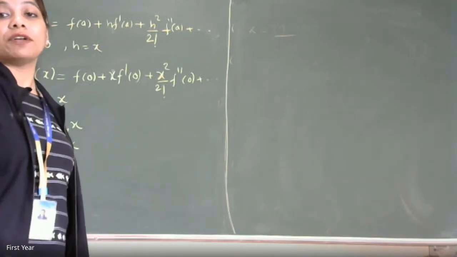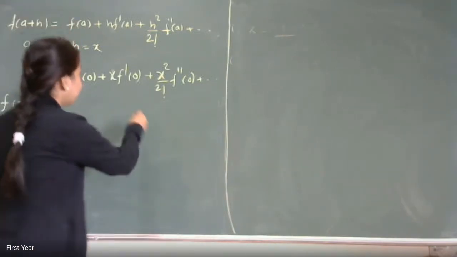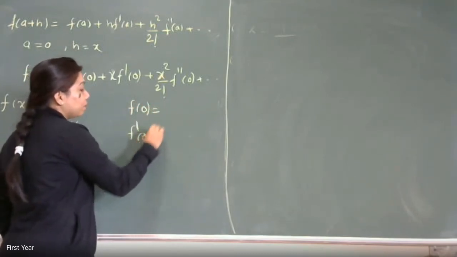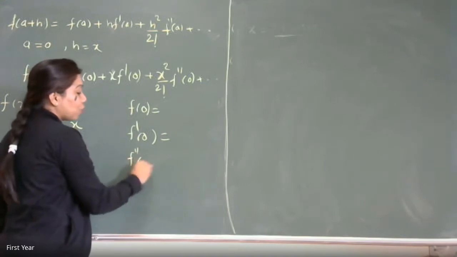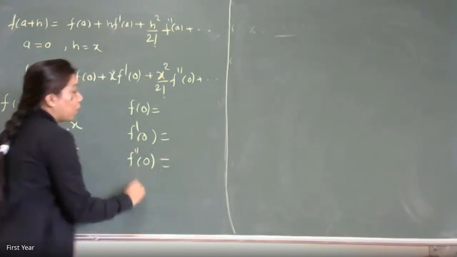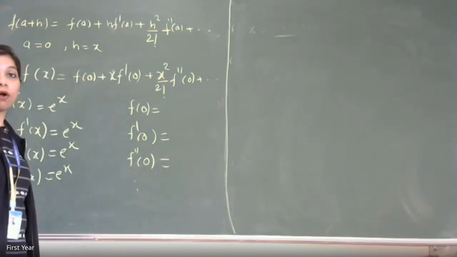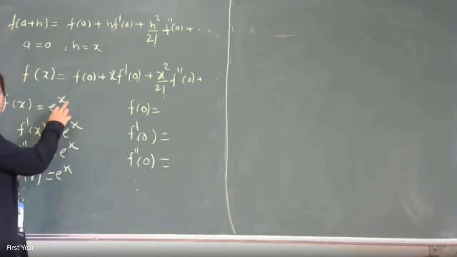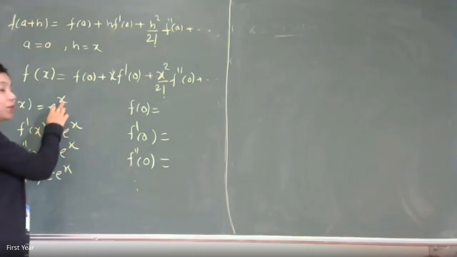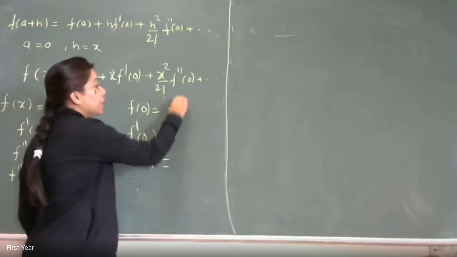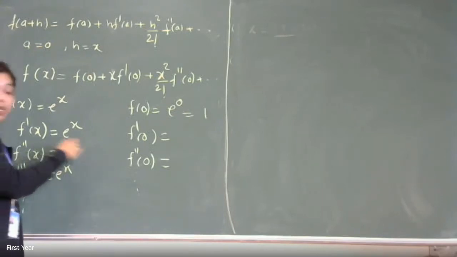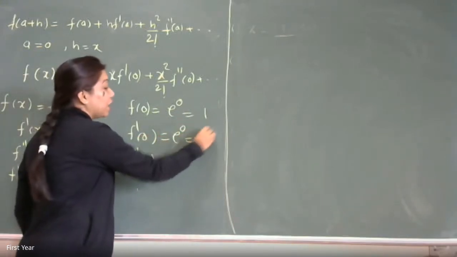So all the derivatives exist. Find what is f of 0, what is f dash of 0, f double dash of 0, and so on. All of them are the same. What is f of 0? Put 0 in place of x. So it is e raised to 0, which is 1. f dash of 0 is also e raised to x, so it is e raised to 0, that is again 1.